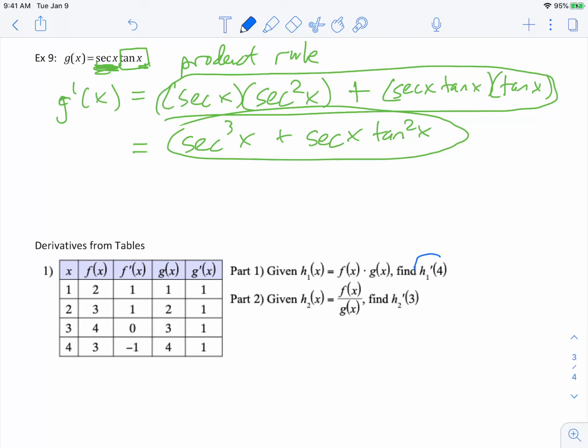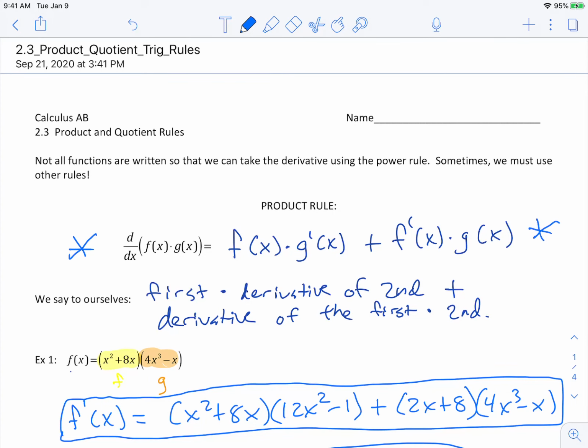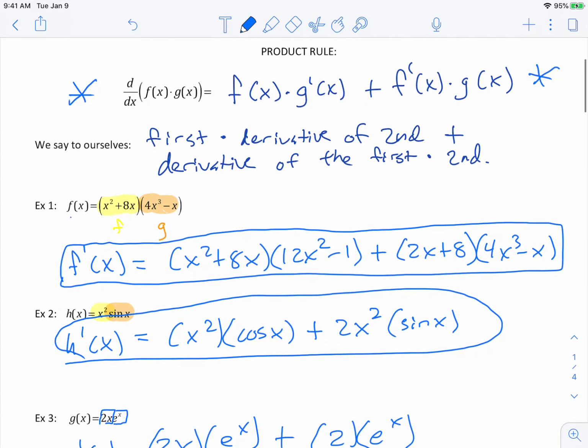So if we want to find h prime of 4, I'll write that down over here. So this is part 1. H prime of 4. Notice, I guess it's h1 prime of 4. Notice that we have f of x times g of x as the definition of h1. So we're going to have to do product rule. So if I'm following the rules from above, all the way at the beginning, we're just using the product rule and applying it in this context.